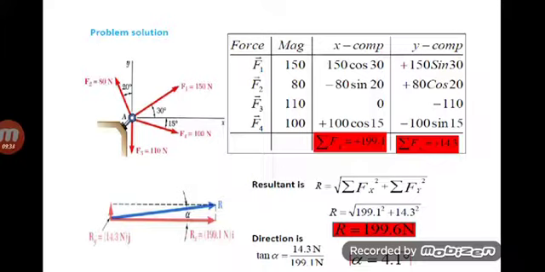Like that, consider the F2 force, whose magnitude is 80 Newton. First you have to decide which directions you are considering positive and which negative. Here I am considering the right side as positive and the left side as negative. That's why the X component has become minus 80 sin 20. This difference you have to understand.